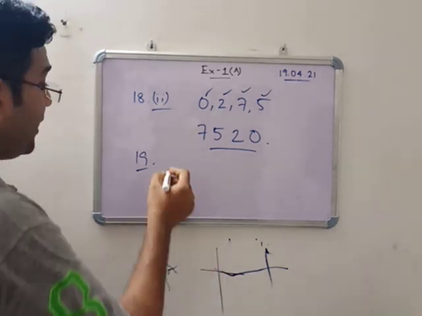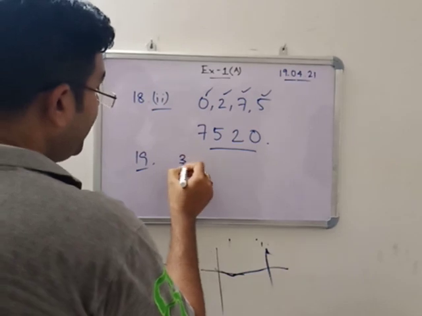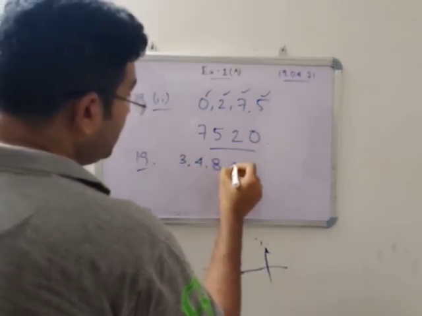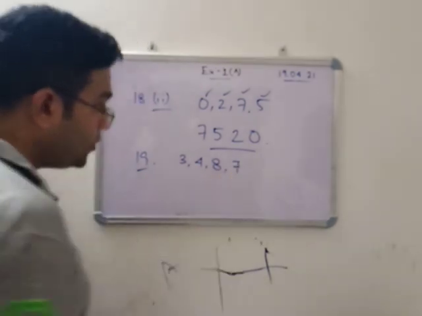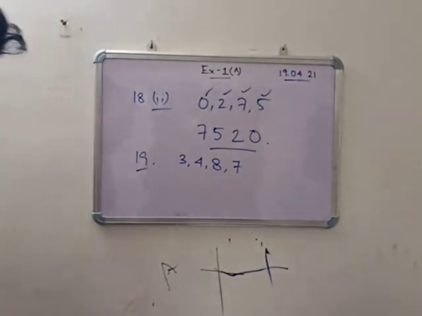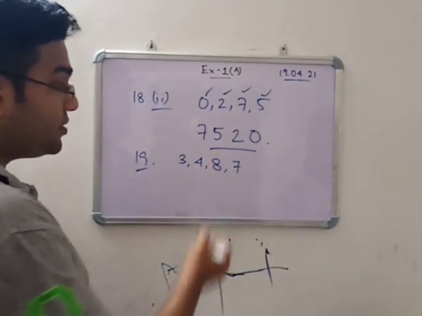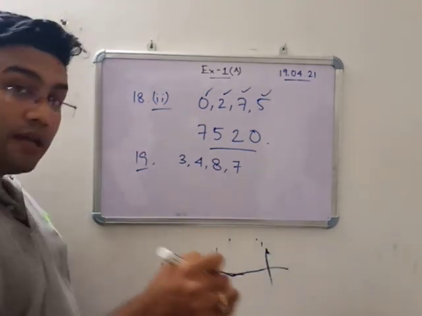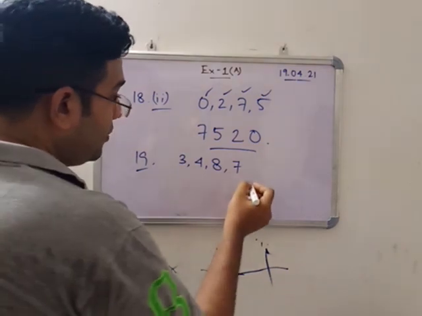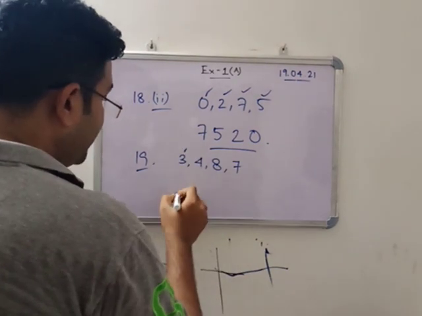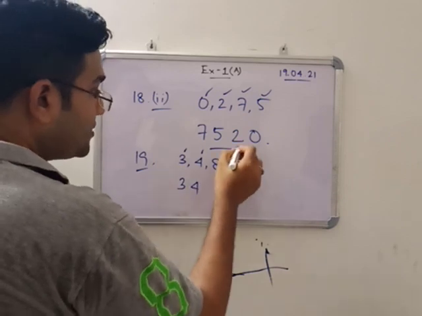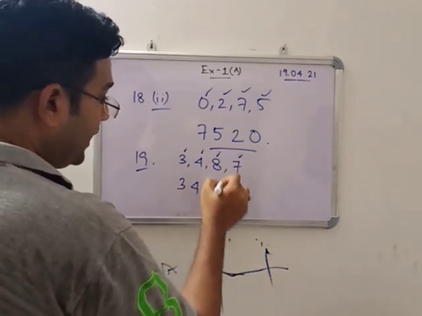Okay. So I am writing here, see that 3, 4, 8, 7. So you have to write the smallest. Smallest means you have to choose the smallest number first. That means 3 is smallest here, 3, next 4, next 7, next 8.